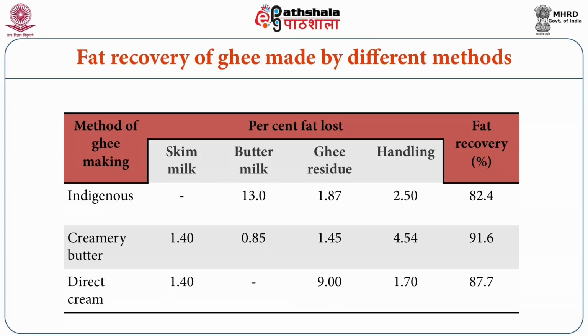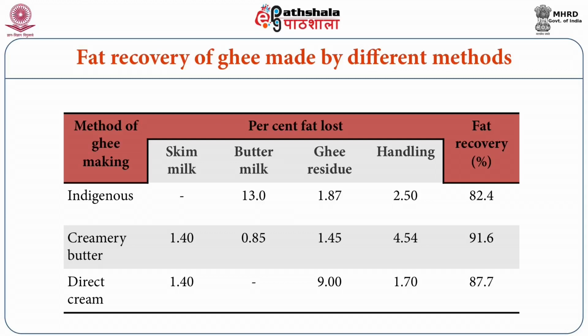If you see the indigenous, it gives a fat recovery of only 82%. That means around 18% fat loss we have got in the first category. In creamery butter, we are getting around 92% fat recovery. That means we are losing only 8% out of 100. So we are getting the maximum fat recovery here, followed by the direct cream heating method of ghee, wherein you are getting around 88% fat recovery, which means you are losing around 12. So compared to creamery butter, in direct cream as well as in the indigenous method of ghee making, you are having more fat losses.